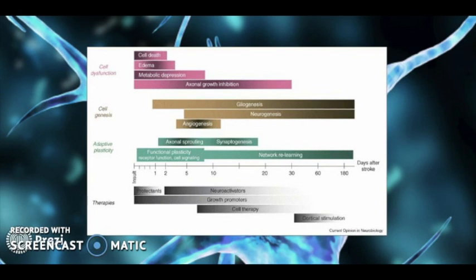After loss of tissue, the brain will start to partly recover itself, and it will do this in two phases: the cell genesis, in which new glial cells are formed, in which new neuronal cells are formed, and in which new capillaries are formed. And then you get the adaptive plasticity, and this is more the forming of new neuronal networks. An important part of this is the axonal sprouting.